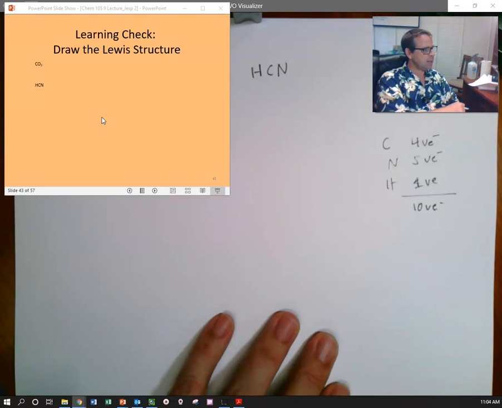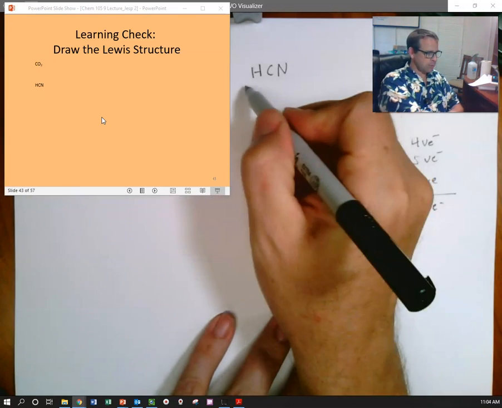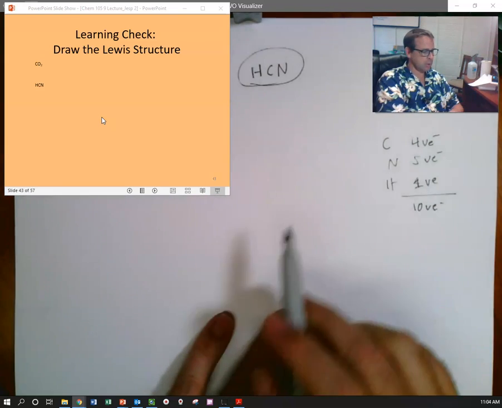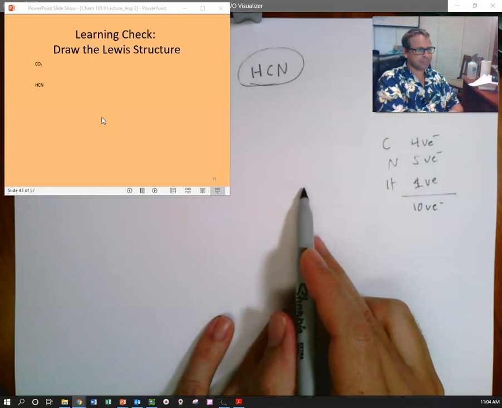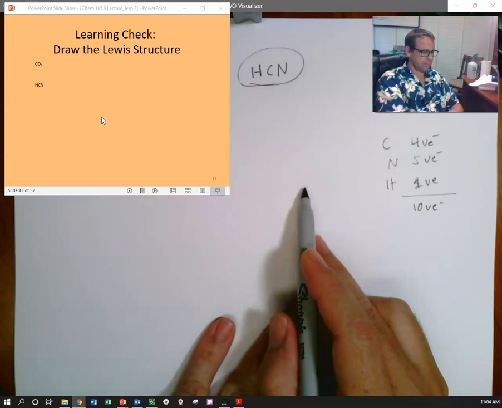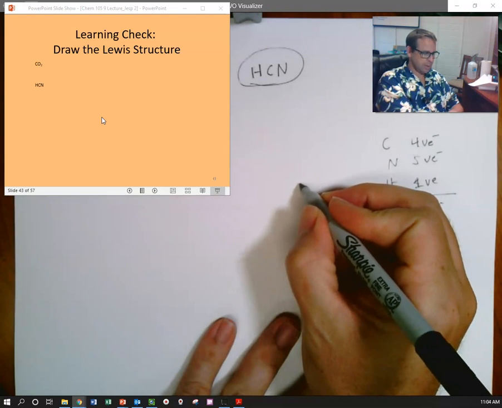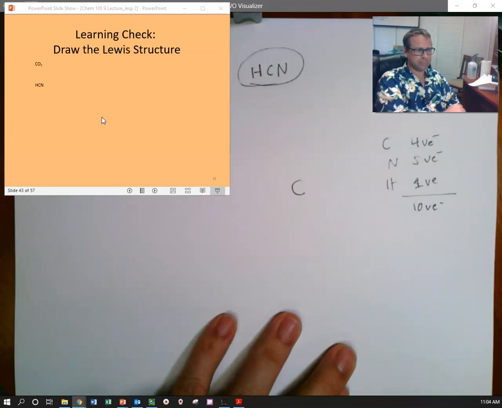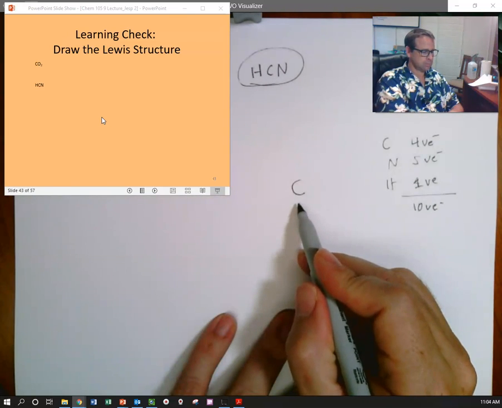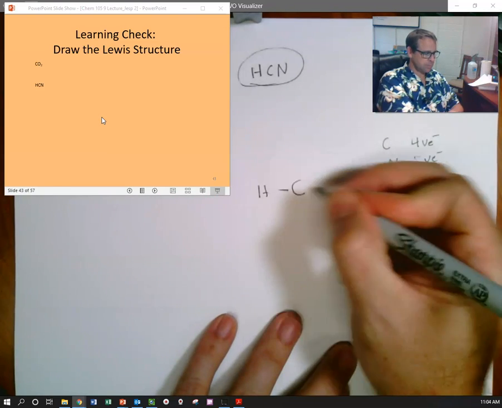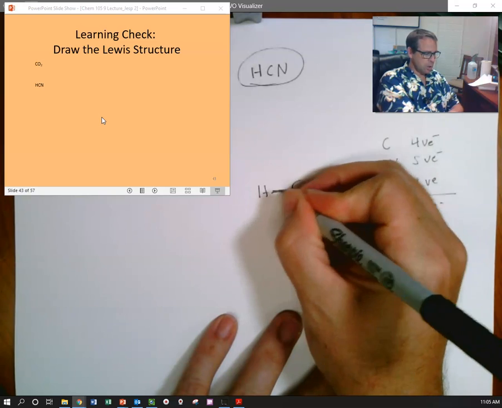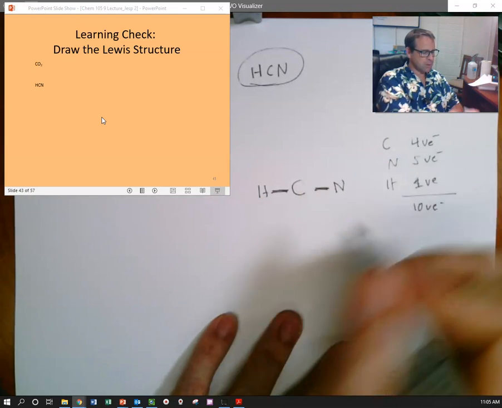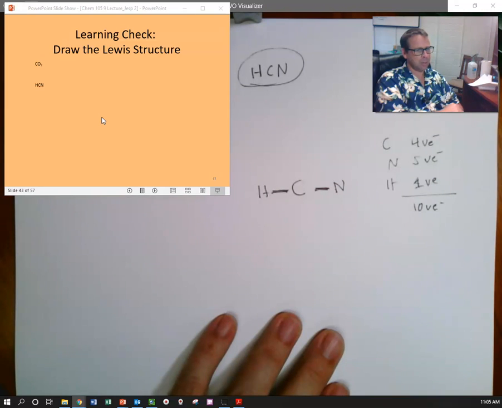Very good. Anastasia, what do I draw after I have recognized my central atom as carbon? What do I write down here? That drawing the Lewis structure. That's right. So I draw a carbon, and then what do I do? And then connect it to hydrogen and nitrogen. That's right. Very good. So I draw my central atom and then my outer atoms bound together with a bond. Very good.